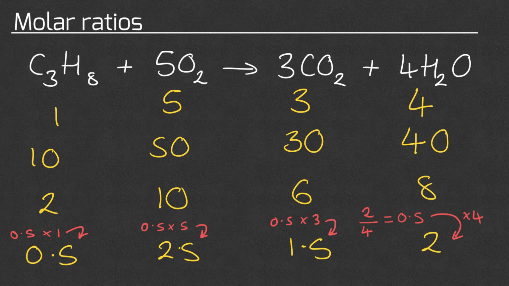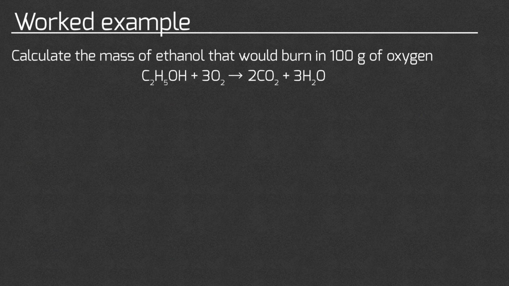And again, we apply the same logic to 3 moles of carbon dioxide. We've worked out that 1 mole equals 0.5, therefore 0.5 times 3 equals 1.5 moles of carbon dioxide. I'm going to look at this in practice in some equations and in some questions in a moment. In this question, we need to calculate the mass of ethanol that would burn in 100 grams of oxygen.